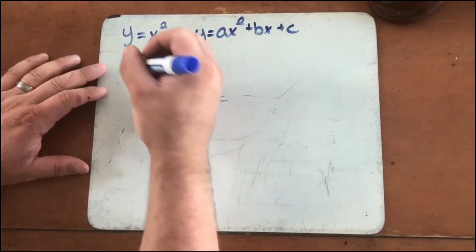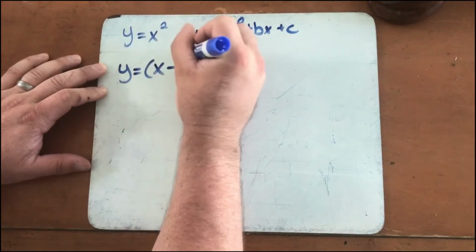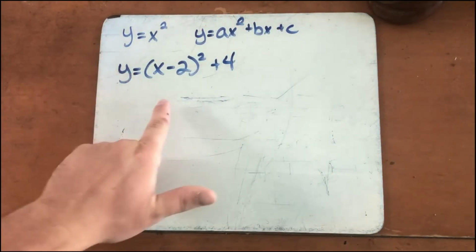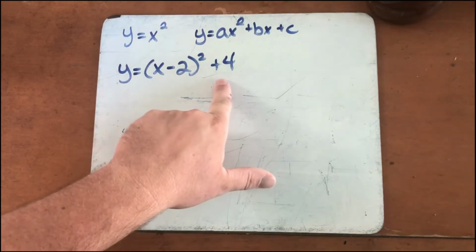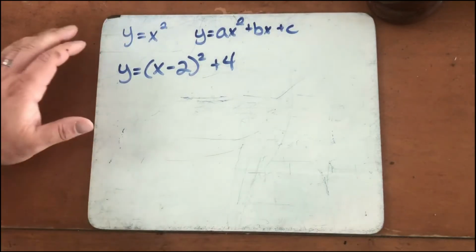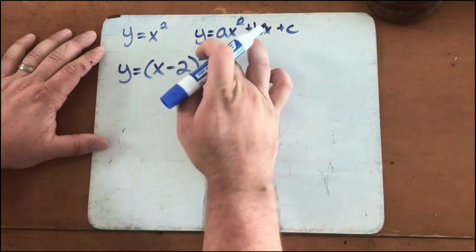Another way we could see this is written as y equals x minus 2 in parentheses squared plus 4. So when I look at this, this would be my horizontal shift, vertical shift. Okay, this is vertex form. All right, so if I look at it, the x is grouped inside the parentheses and the parentheses is squared.